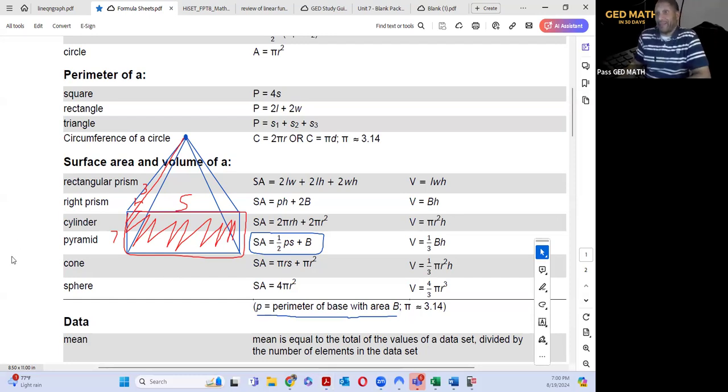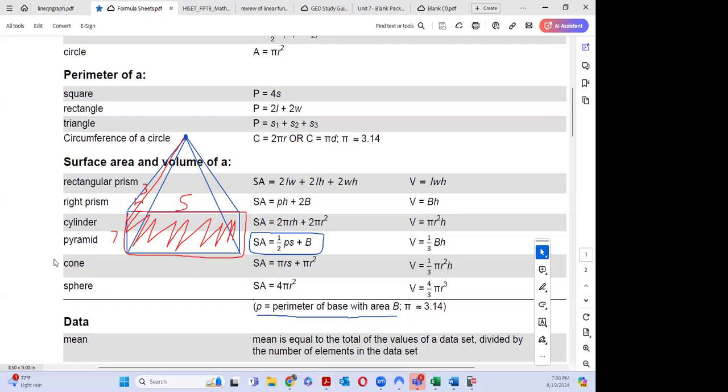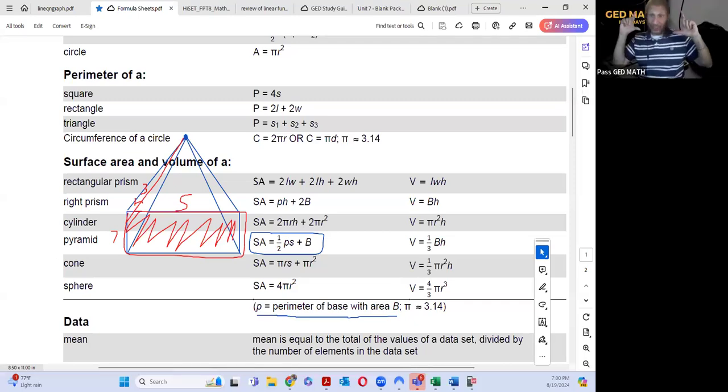I'm making it sound simple, and people say, "Oh, you're making it sound so easy." But if you get in the habit of listening to what I'm saying, identifying what they want to know, identifying your givens, finding the formula they need you to use, and plugging them in, watch how. All right, let's go to a word problem.